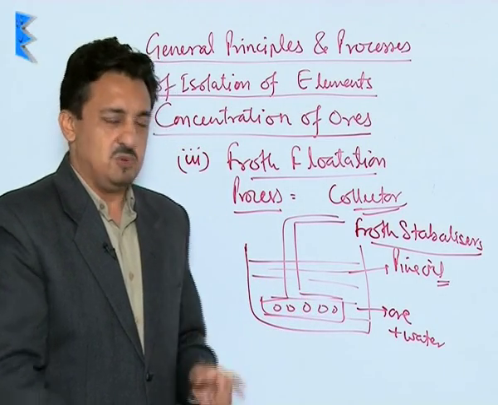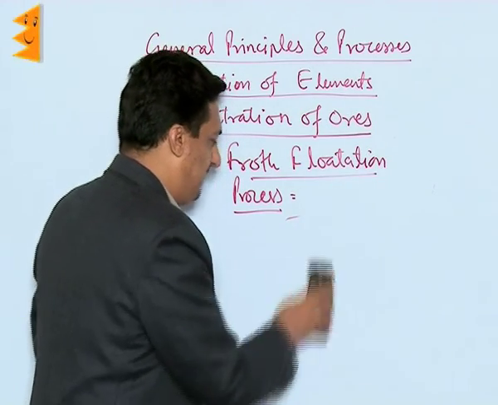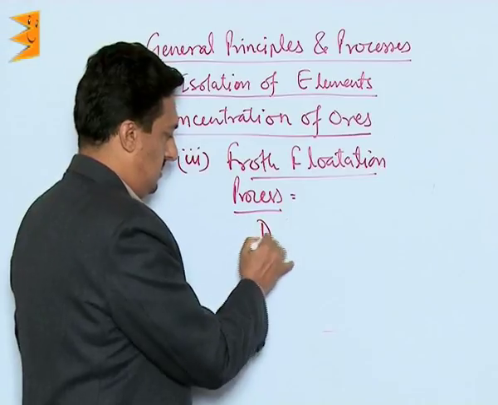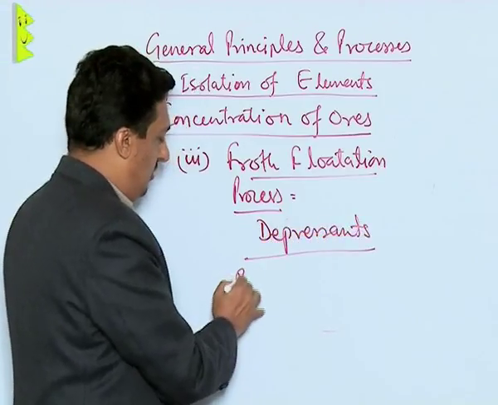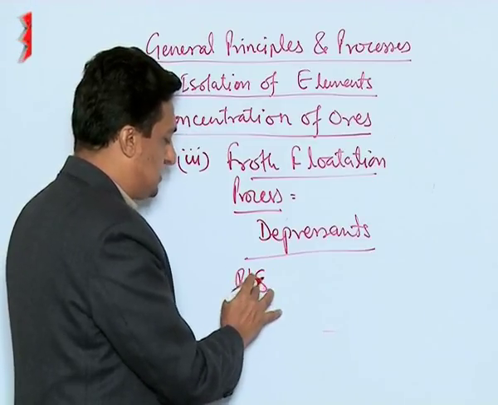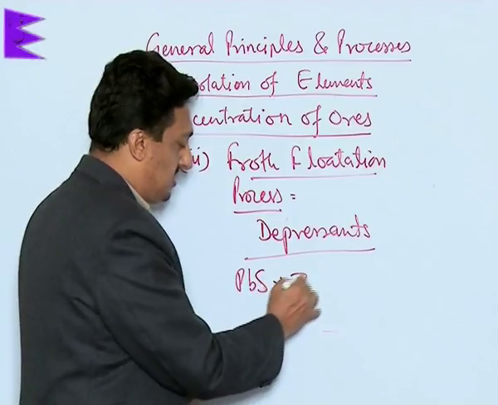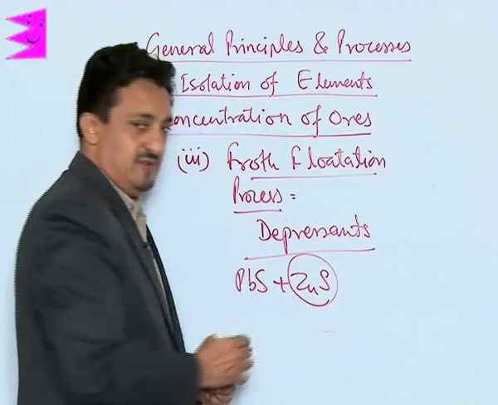We also use one more term in this process, which is called depressants. Now suppose you have an ore of lead sulfide and you want to separate it from its gangue particles, but it also contains impurities of zinc sulfide.